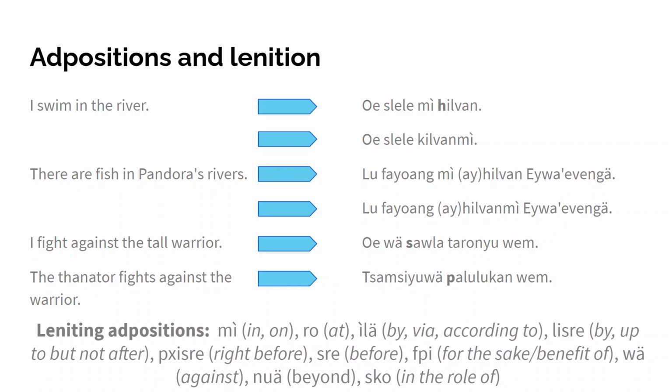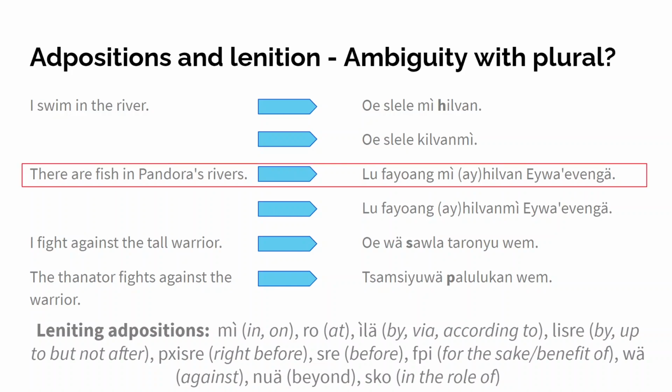But let's look at the middle sentences again. There is something weird there, right? Because, let's look at this. There seems to be a kind of ambiguity. If I leave out the I prefix, so if I just say Lufayoang me hilvan ewa evenge, then how do we know if the lenition in this case, so the change from kilvan to hilvan, comes from the leniting adposition, so from the me, or if there is a hidden I? How do we know that?